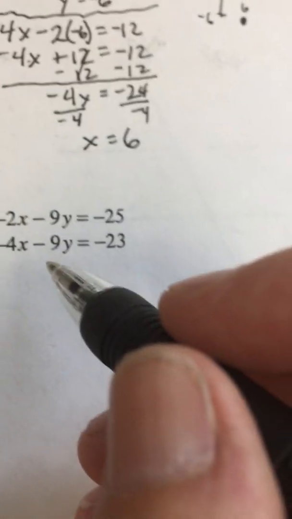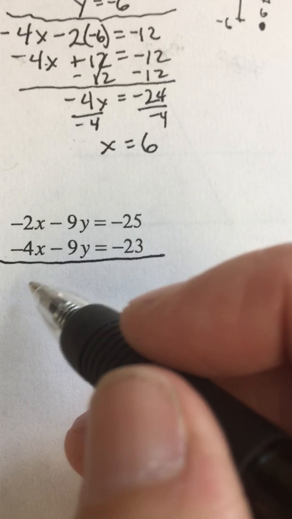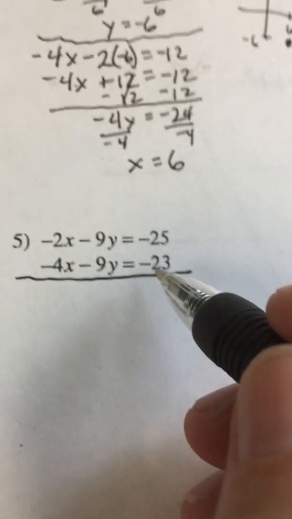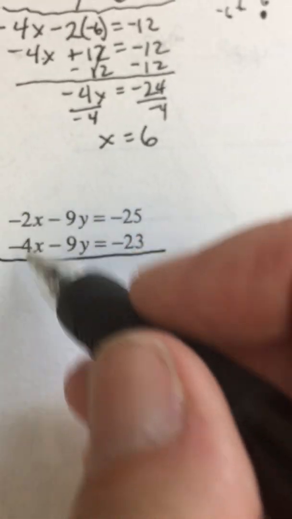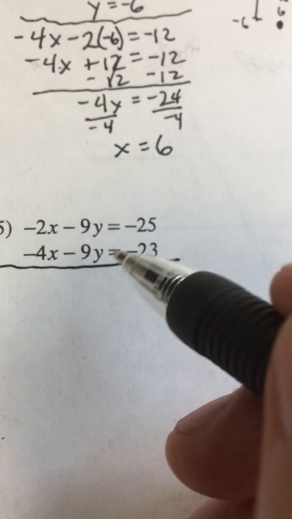So I'm getting ready to do this one, and I notice, because I'm going to stack them and add them up, the x's are lined up, the y's are lined up, the equal sign, the numbers are all lined up. But I notice that the x's are not going to go away, and the y's are not going to go away. So what do we do now?